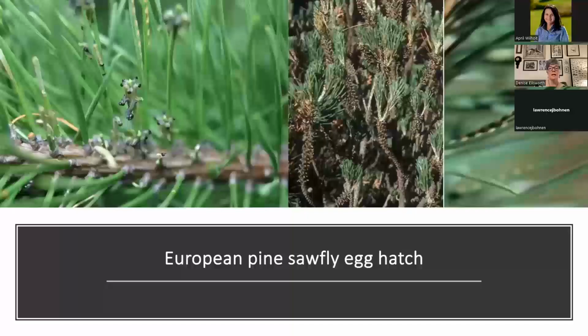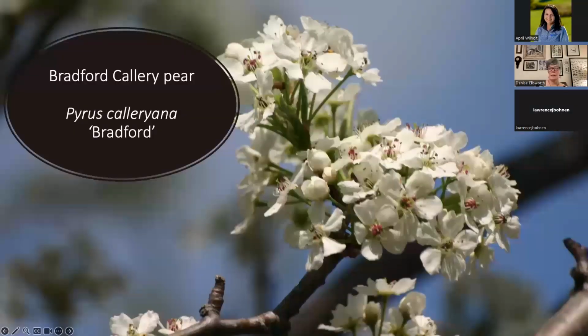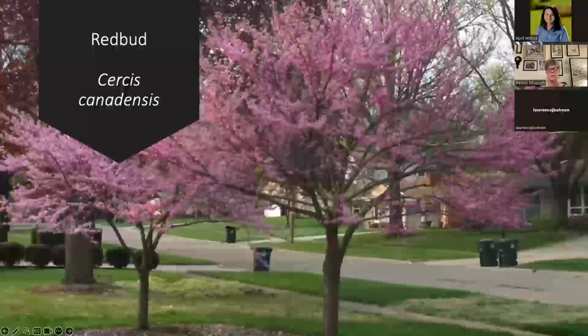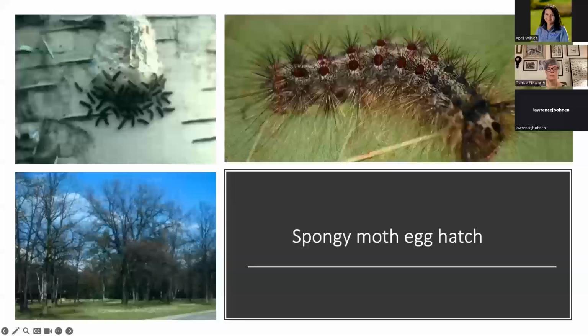But that is an indicator for European pine sawfly. If you've ever seen those, they look like caterpillars, but they're actually sawfly larvae eating your mugo pine. And you're trying to think about when the eggs are hatching, when you can easily kill those little larvae. It's around the time that Callery pear is in bloom. Redbuds, really great native tree for lots of different kinds of bees, and also an indicator plant for spongy moth.